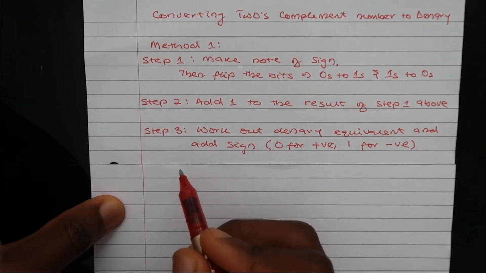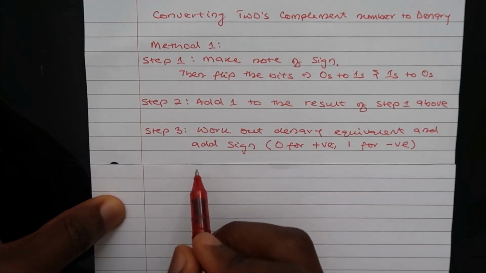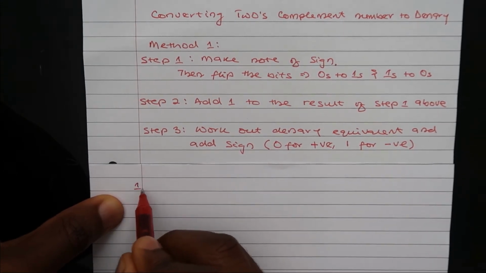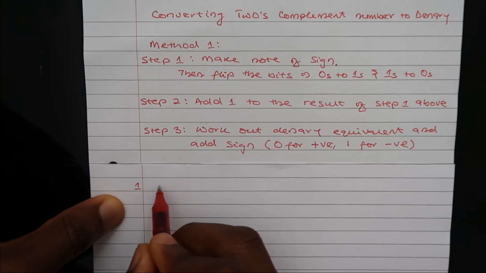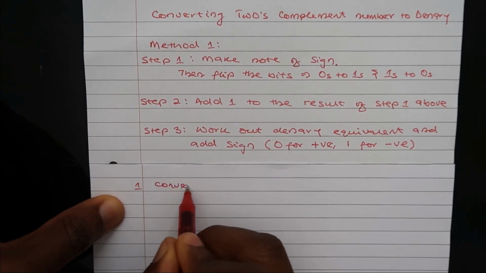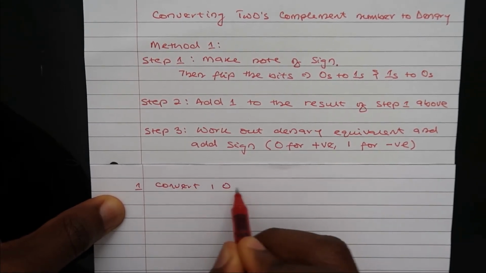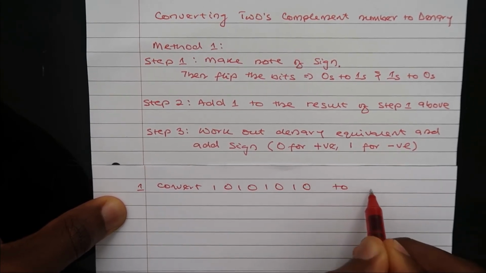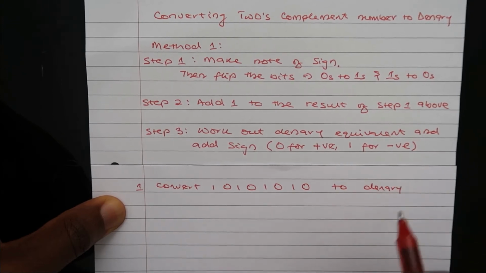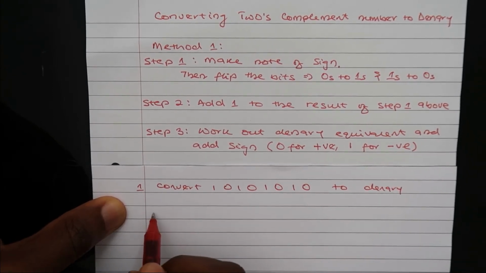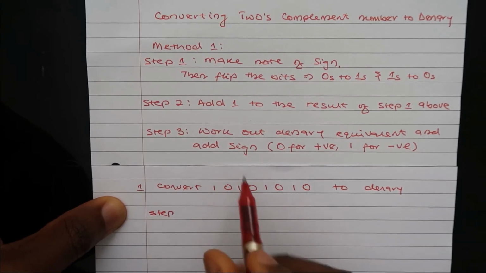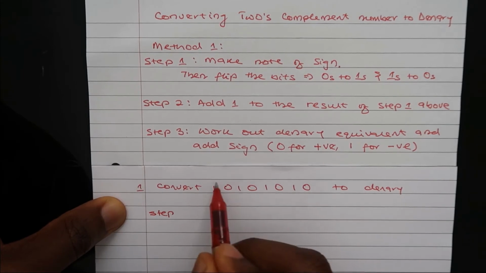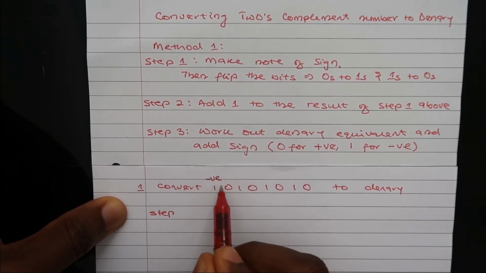Now let's convert the following 2's complement value to denary. The first example we're going to look at is converting 1, 0, 1, 0, 1, 0, 1, 0 to denary. With step 1, we said we should identify what sign this value is. It's always good to make note of this. And remember, it's a negative number.